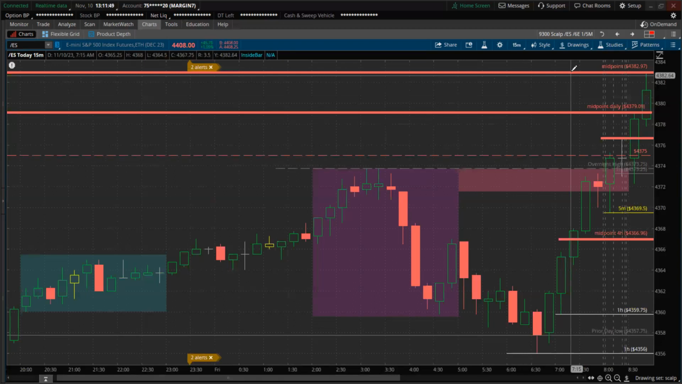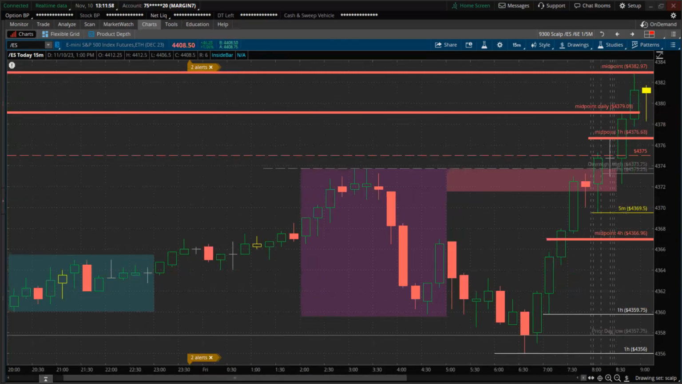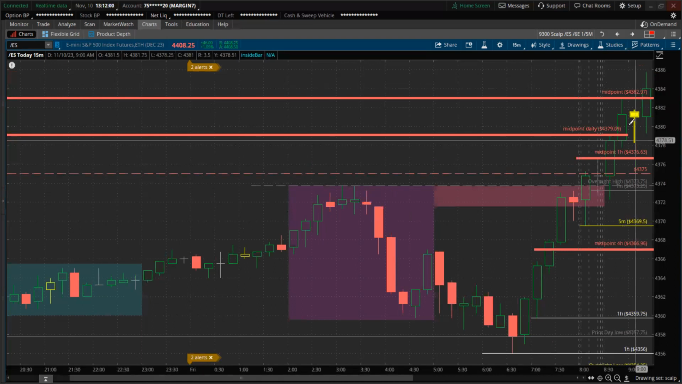And then knowing all this was up here, knowing those are potential areas it was going to go into. Inside candle, potential reversal that broke out. Nice continuation to the upside.